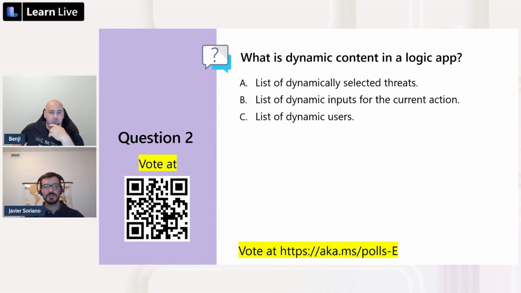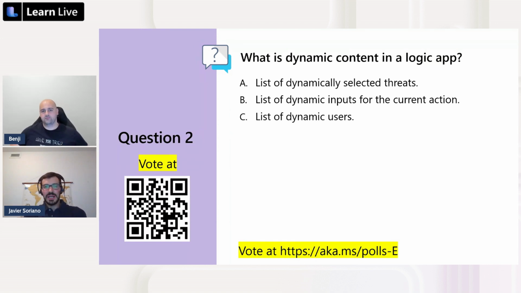Okay, so what is dynamic content in a logic app? A, list of dynamically selected threads. B, list of dynamic inputs for the current action. Or C, list of dynamic users. Javier, what do you think?